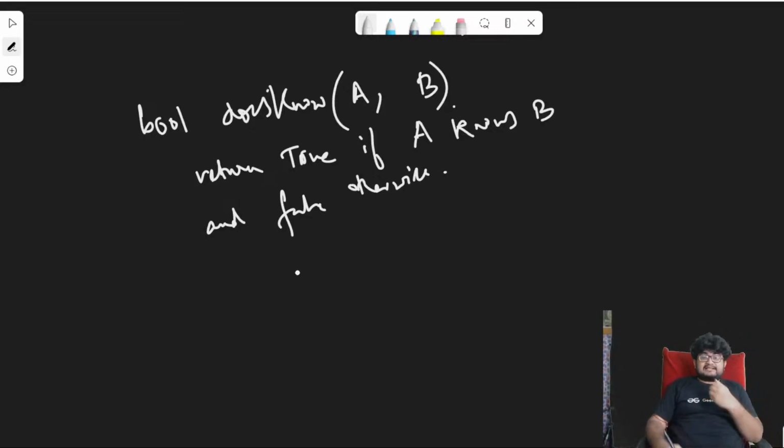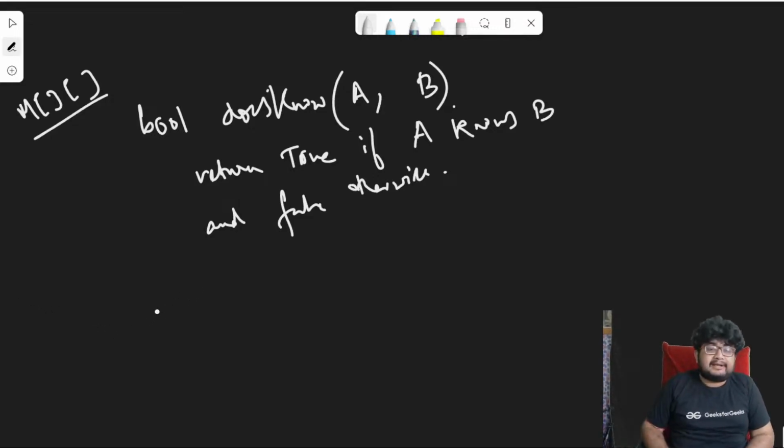Whenever the question is asked in an interview, you are given this method bool does know, which will take in two arguments a and b, and it will return true if a knows b. It will return false otherwise. So you will not have access to the matrix, although here we have. In those cases, how do we solve it? We can definitely go with the in-degree and out-degree logic, but that will be n squared. So let's talk about a better approach.